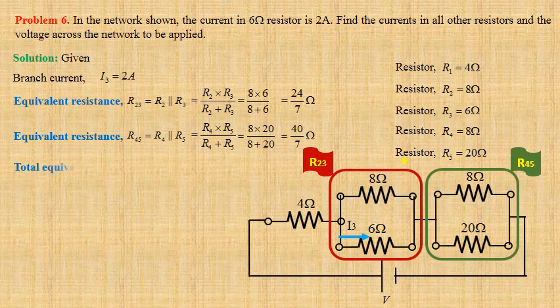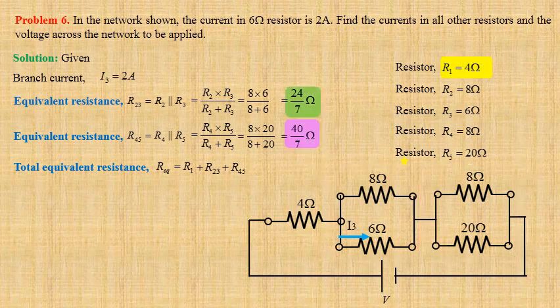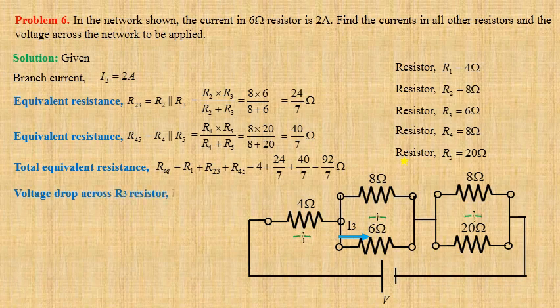Therefore, total equivalent resistance of this network Req equals R1 plus R23 plus R45. Using values we get 4 plus 24 upon 7 plus 40 upon 7, that gives us 92 upon 7 ohm. Let us now determine the voltage drop across resistor R3. V2 equals I3 into R3. Using values we get 2 into 6, that gives us 12 volts.